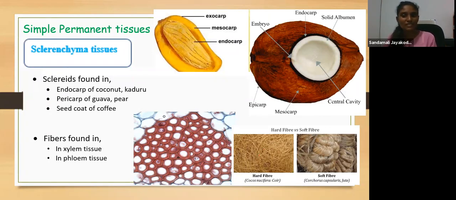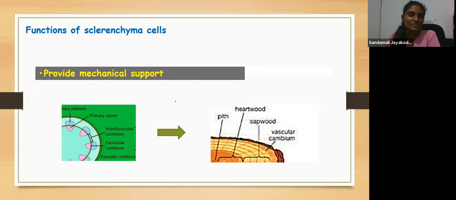And then other examples of fibers are coconut fiber and also different plant fibers like hemp, agave, and that type. Here it is given, jute, and these are fibers. So they contain sclerenchyma cells. And then the function of sclerenchyma cells is, as I mentioned earlier, that it provides mechanical support. It gives strength to the plant.